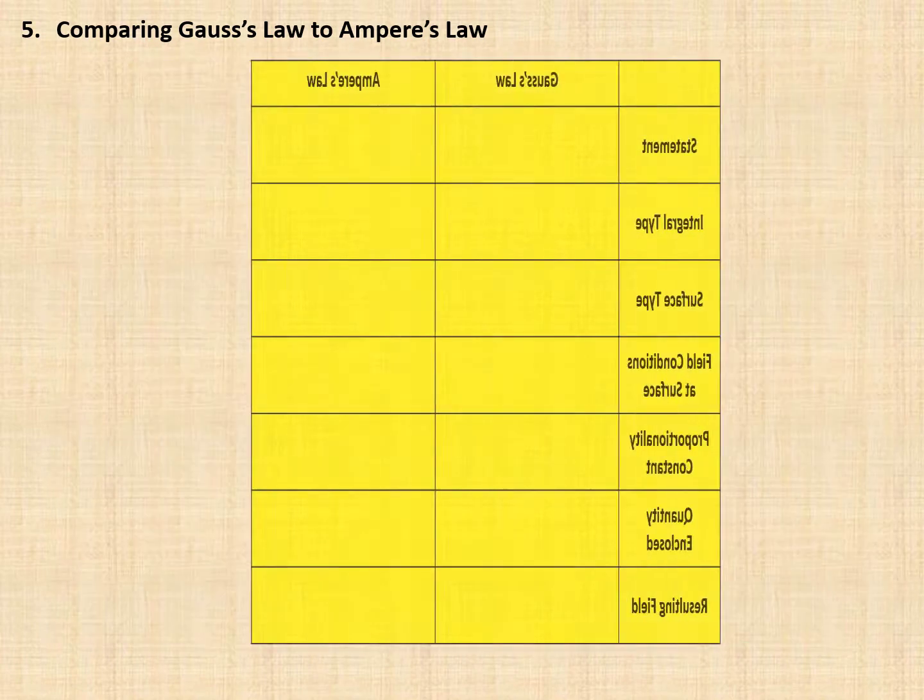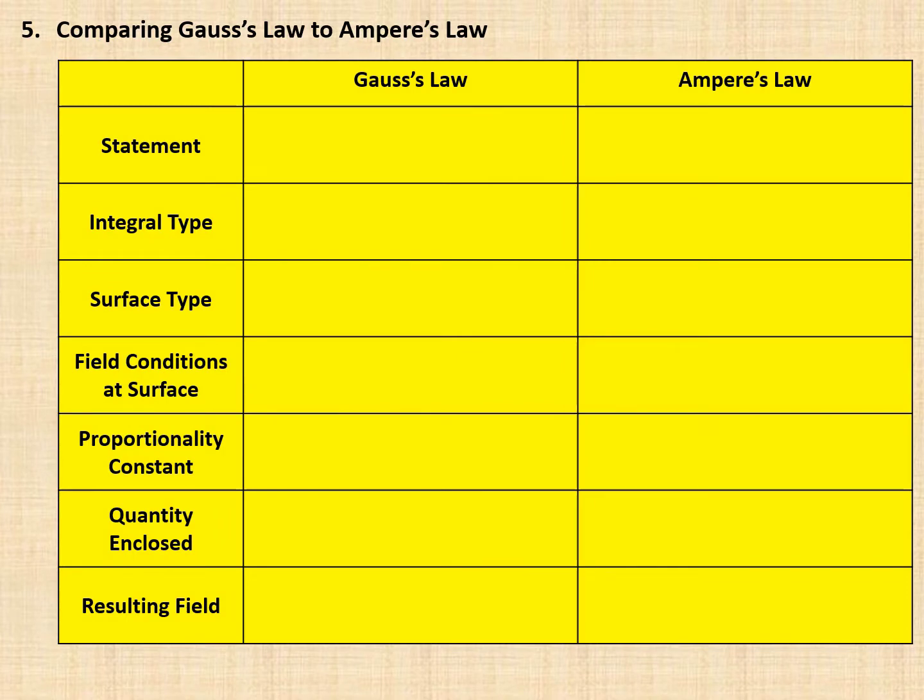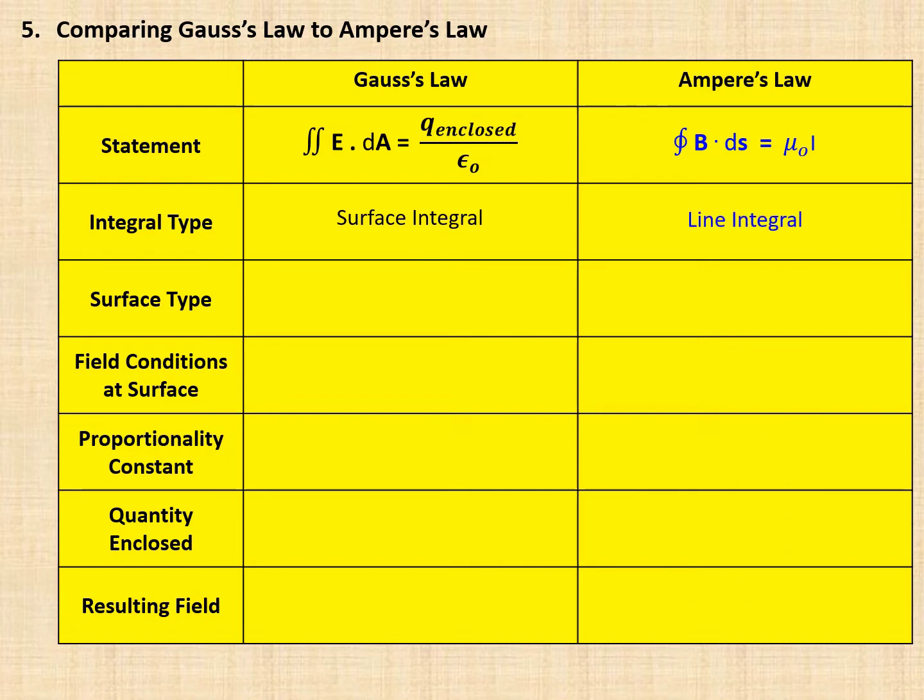So let's take a closer look at this comparison, because while there are many similarities between the two laws, there are also important differences that you want to be aware of so you don't get them confused with one another. Starting with a statement of each law, here's Gauss's law as we formally stated it in a prior chapter, and we will just restate Ampere's law. We notice that in Gauss's law, the integral we're talking about is a surface integral, whereas in Ampere's law, we're talking about a line integral.